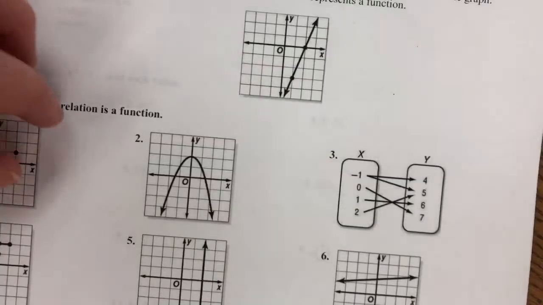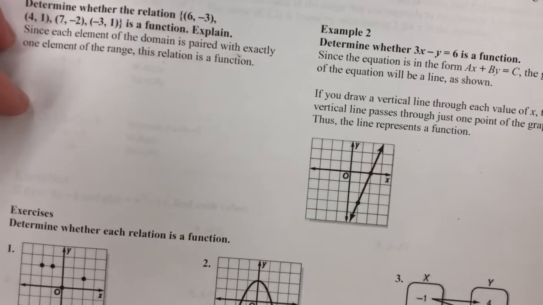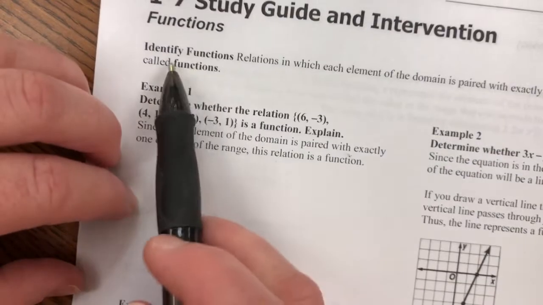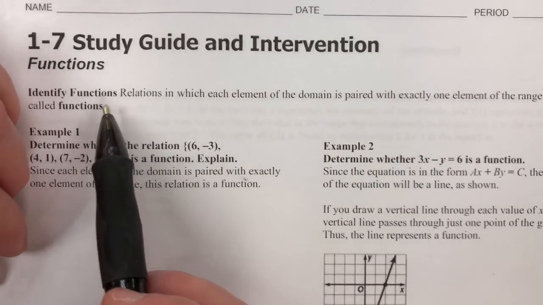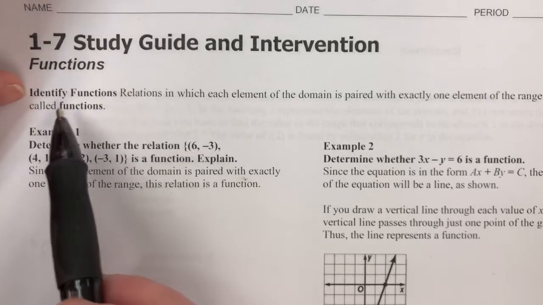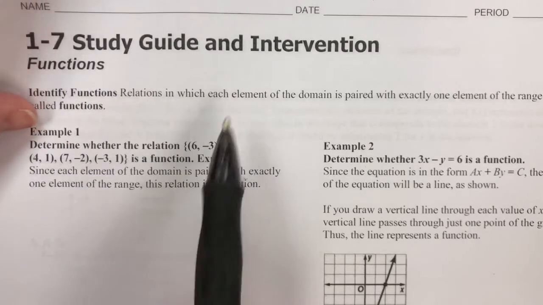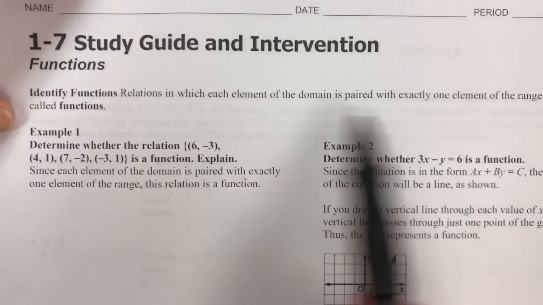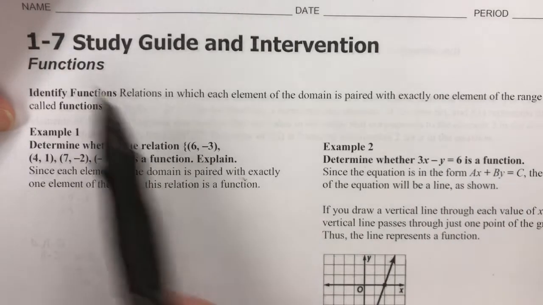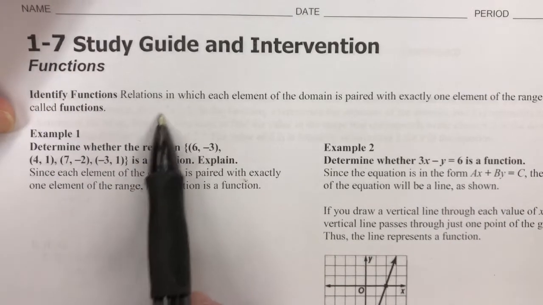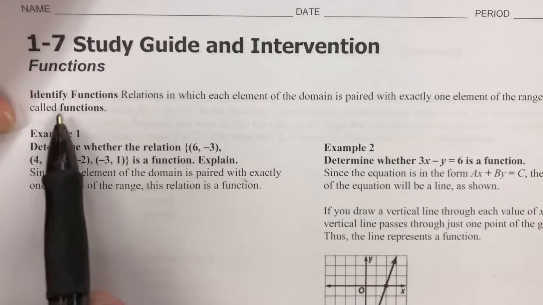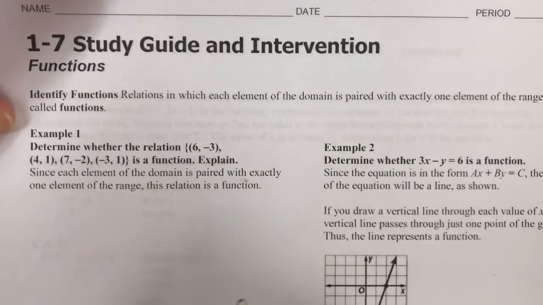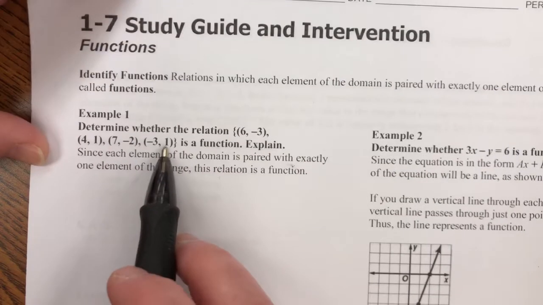Okay, so pretty simple. And then if we looked at the study guide here for functions, again, and I included the study guide on the school's Schoology page, I'm trying to do two things at once. This is what you guys have to fill out. Identify function relations in which the element of the domain is paired with exactly one element of the range. Remember, you cannot repeat x's. So they give you an example here.